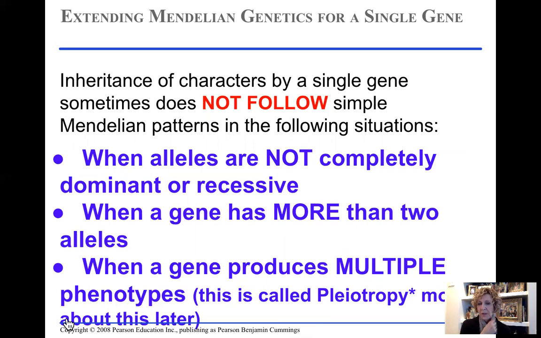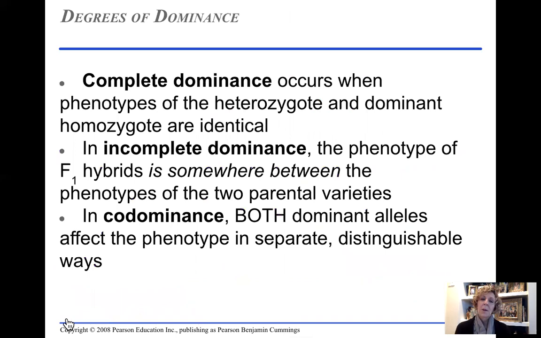So complete dominance occurs when the phenotype of a heterozygous and a homozygous dominant are the same, like a purple flower. You don't know when you look at a purple flower if it's heterozygous genotype or homozygous dominant. But sometimes you have a situation where you have incomplete dominance and the hybrids would show a phenotype that was somewhere in between the two parental varieties.